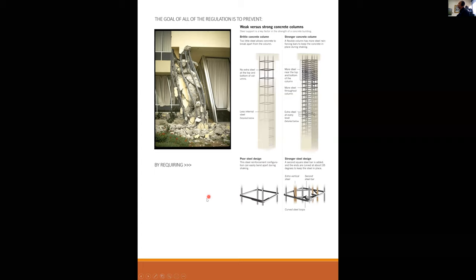I know I spit out a lot of ACI section, blah, blah, blah, point, blah, point, blah. And I can't possibly think that anybody's going to remember all those, but it was just an introduction. It was an exposure to the level of complexity that we go through every day designing these columns in Southern California. Again, all of that over the last 50 years of code writing was to prevent this. This is the goal. By requiring, and so this here, see where it says brittle concrete column?